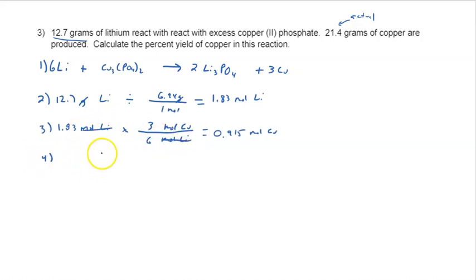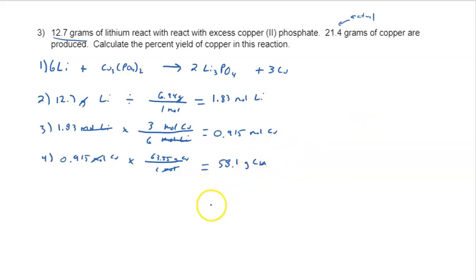And one more step here to get our grams of copper, so 0.915 moles of copper times 63.55 grams copper per mole. And we're going to get 58.1 grams of copper as our theoretical yield.